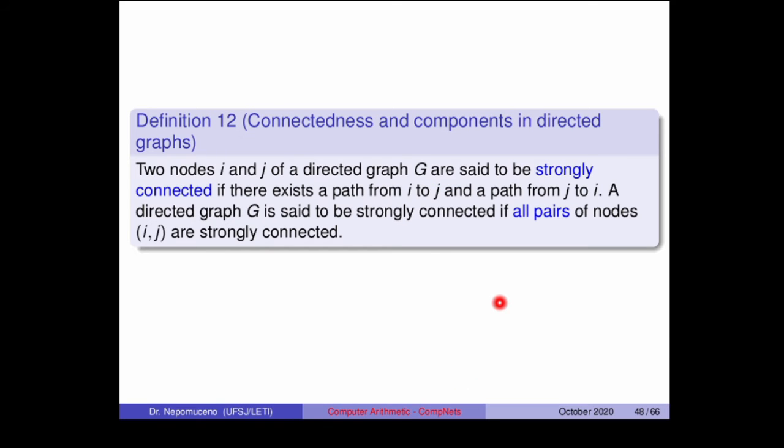Connectedness and components in directed graphs. Two nodes I and J of a directed graph G are said to be strongly connected if there exists a path from I to J and a path from J to I. A directed graph G is said to be strongly connected if all pairs of nodes I and J are strongly connected.